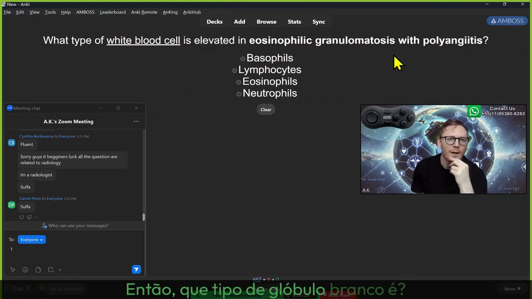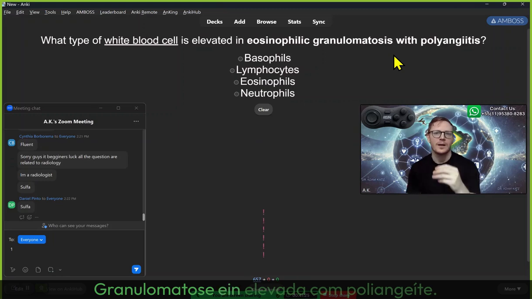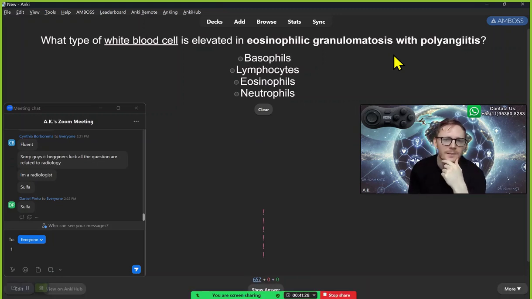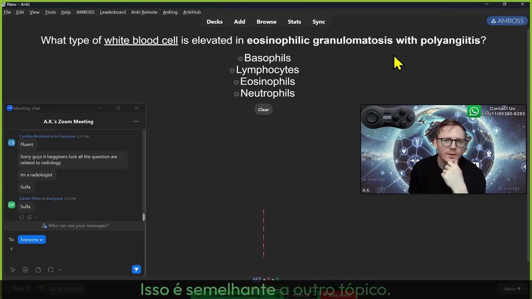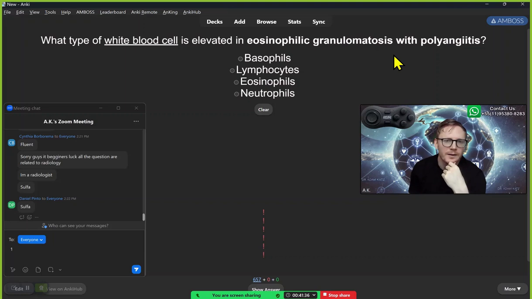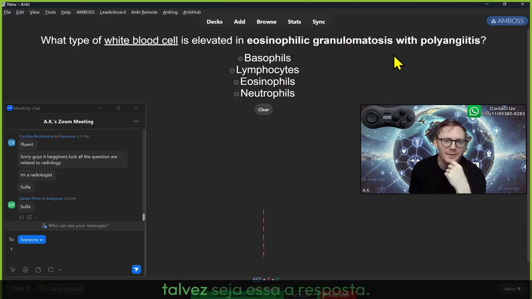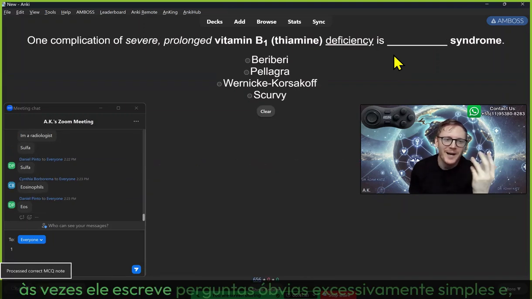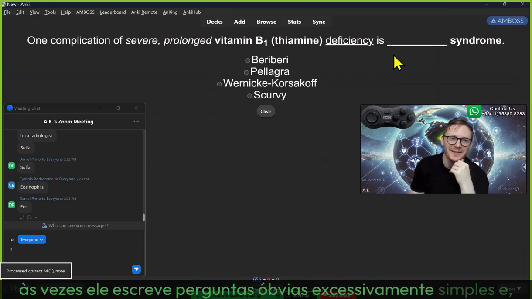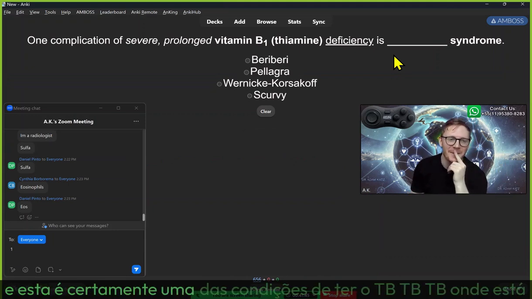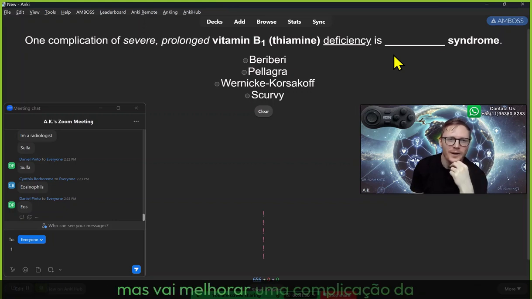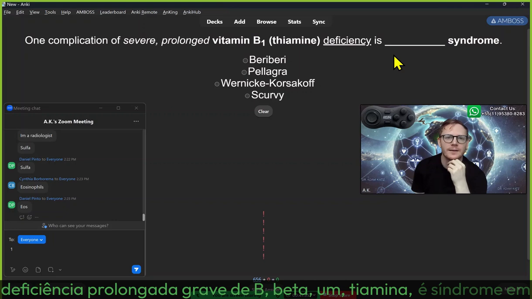What type of white blood cell is elevated in eosinophilic granulomatosis with polyangiitis? This is similar to other atopic conditions. Obviously eosinophils, maybe that's the answer. Sometimes it writes overly simple, obvious questions, and that's certainly one of the limitations of ChatGPT right now, but it'll improve. One complication of severe prolonged thiamine deficiency is blank syndrome.